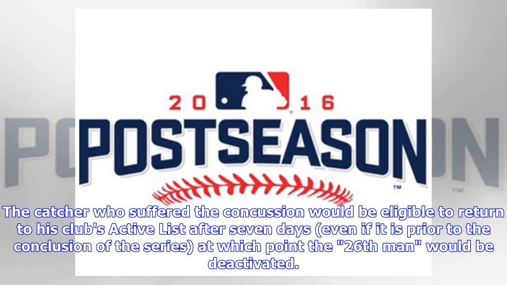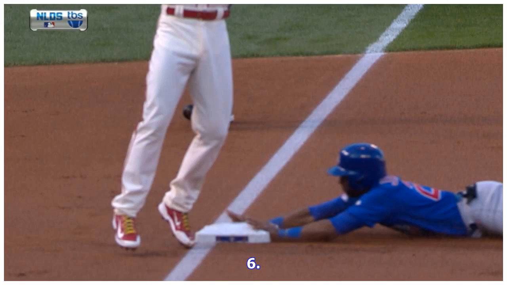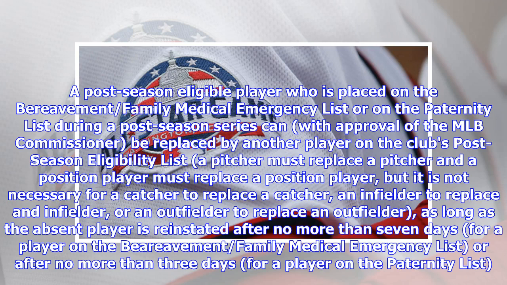6. A postseason-eligible player who is placed on the bereavement, family medical emergency list, or on the paternity list during a postseason series can, with approval of the MLB Commissioner, be replaced by another player on the club's postseason eligibility list. A pitcher must replace a pitcher and a position player must replace a position player, but it is not necessary for a catcher to replace a catcher, an infielder an infielder, or an outfielder an outfielder, as long as the absent player is reinstated after no more than 7 days for a player on the bereavement or family medical emergency list, or after no more than 3 days for a player on the paternity list.